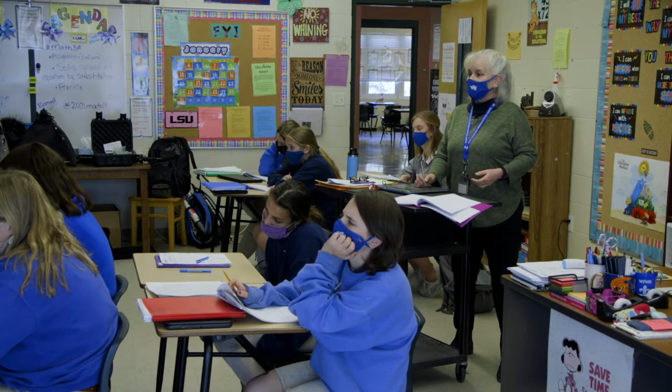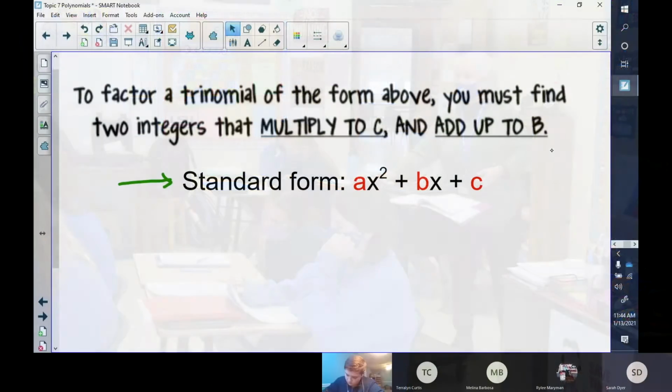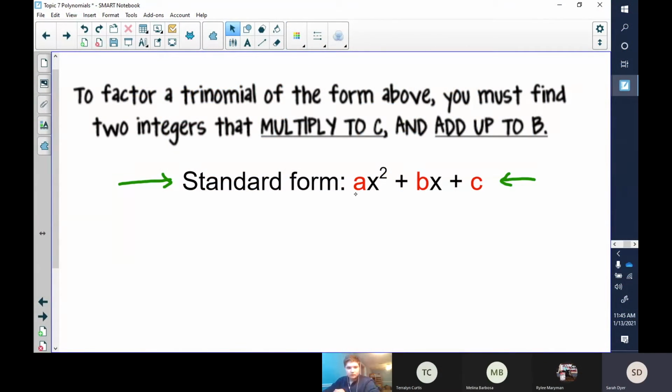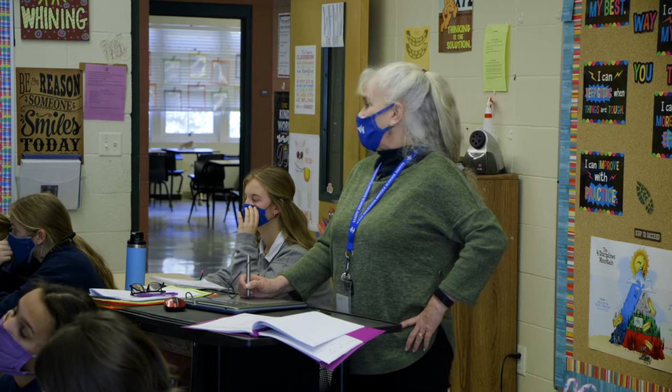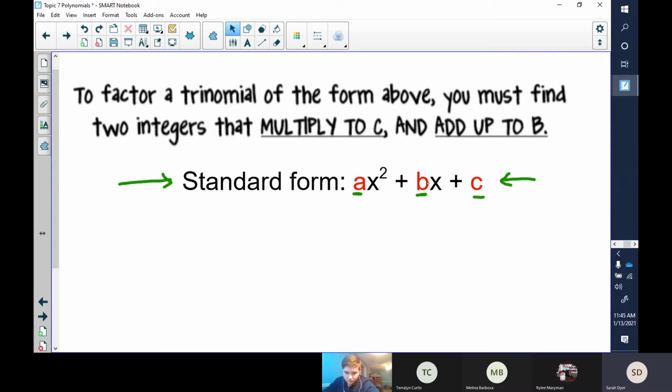The first thing I want us to make sure that we remember is standard form. This is what standard form looks like: ax squared plus bx plus c. Please notice a is the coefficient of the quadratic. B is the coefficient of the linear variable, which has an exponent of 1. And c is the constant.